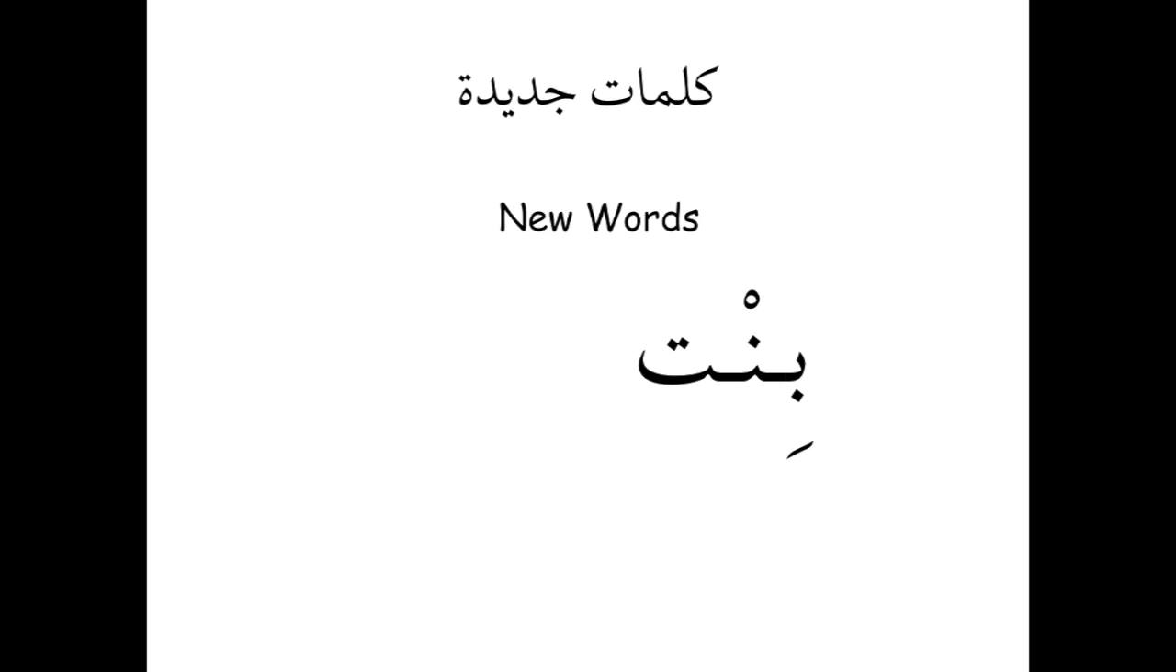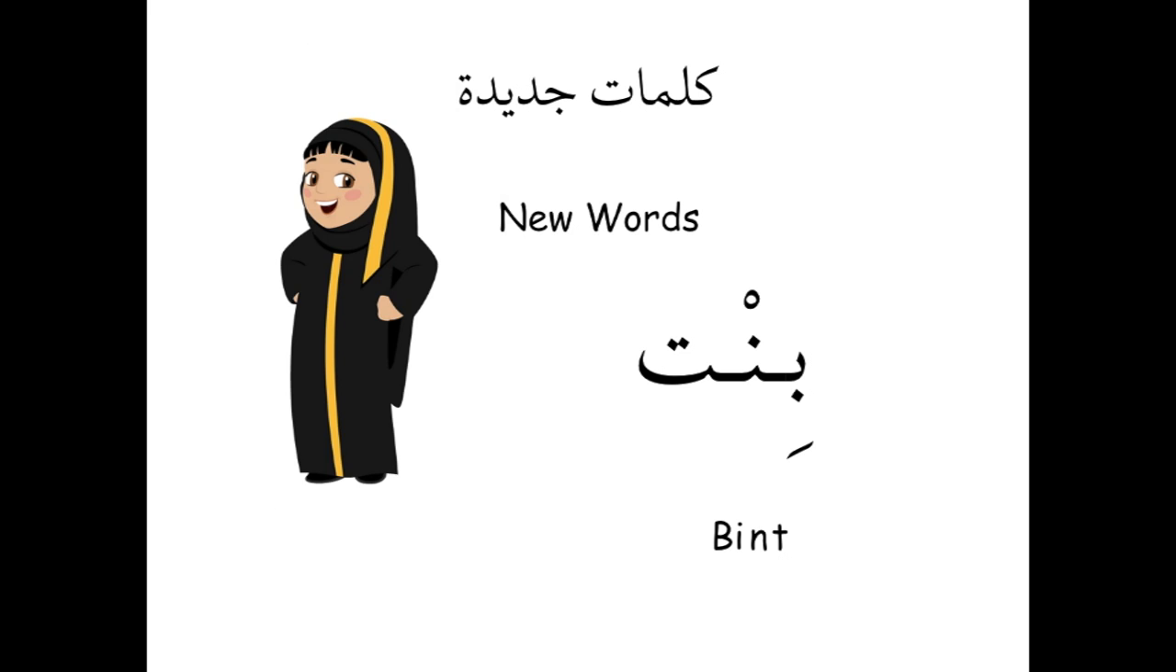Okay, a ba with a kasra makes b. A noon with a sukoon, that means no vowels, is n. And then a ta, which is t, that makes bint. Bint. And that's a girl. So walad is a boy, bint is a girl.